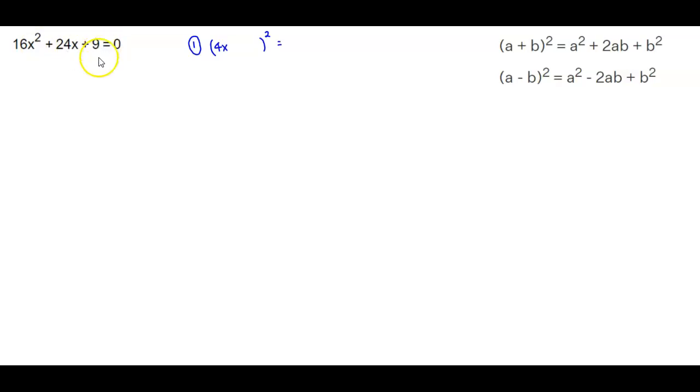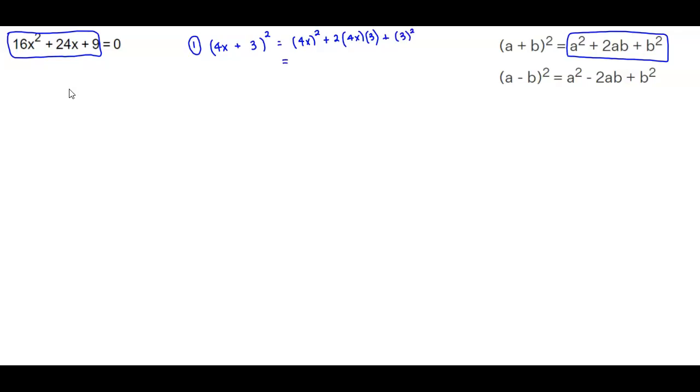Now the next thing is, what do we need to square to get 9? Well, the answer is 3. And now, what is the sign in the middle? Well, it's plus. So now we need to check to see if this actually works for this particular trinomial. We know that a is 4x, so we take 4x and square it, plus 2 times a, which is 4x, times b, which is 3, and then we take b and square it.